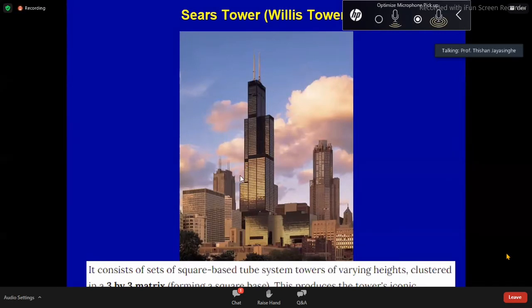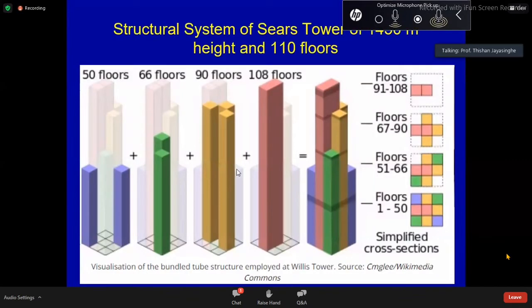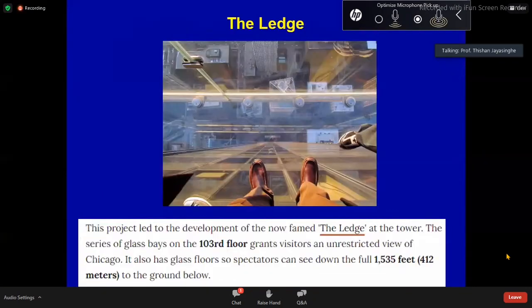So this is a building, very nice building, and it is made out of tubes. So we call it the bundle tube concept. And Khan invented this bundle tube concept by looking at bamboos. And he looked at bundled bamboos, and he thought, okay, if I make the outer periphery of bamboos, the building strong, then I can have a strong building. So he used that. And then they added an observation deck, and that is called the Ledge. And you can actually go there and see about 1,500 feet below.